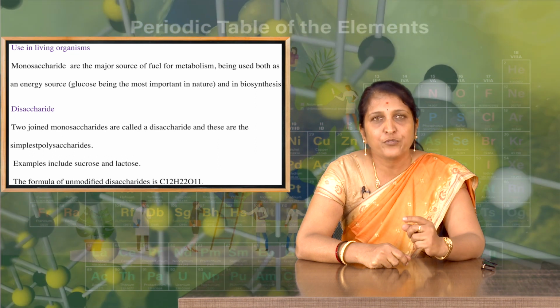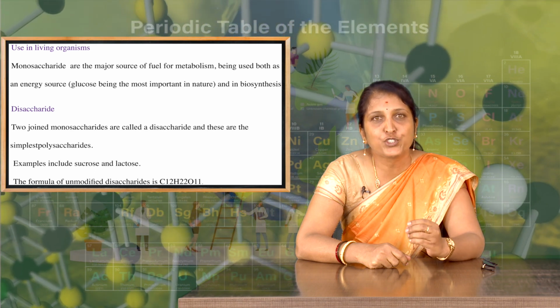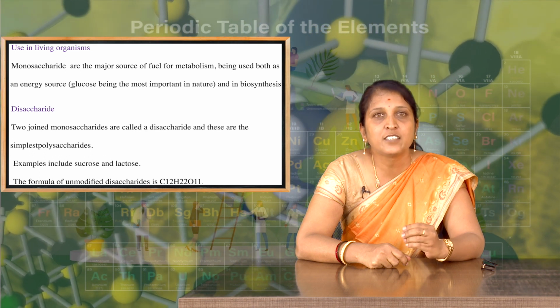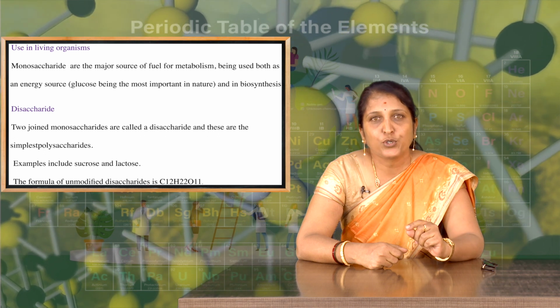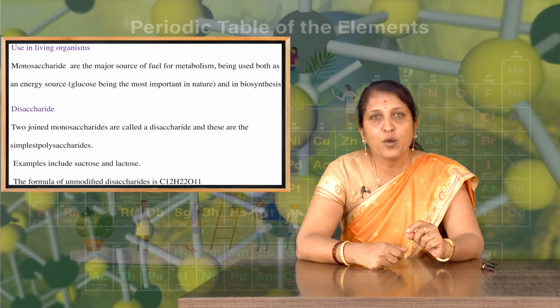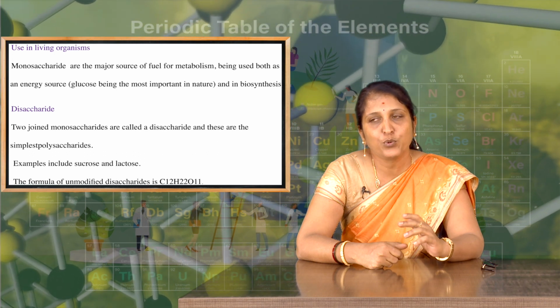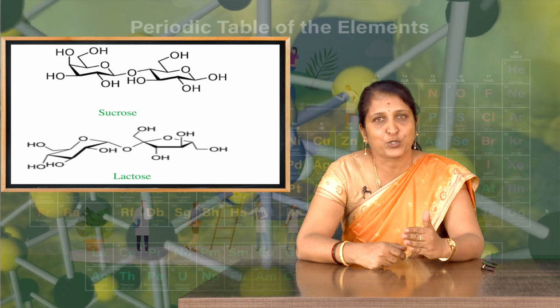Next, the second very important carbohydrate is disaccharide. Two joined monosaccharides are called a disaccharide, and these are the simplest polysaccharides. For example, sucrose and lactose. The formula of an unmodified disaccharide is C12H22O11. This is the structure of sucrose and lactose.